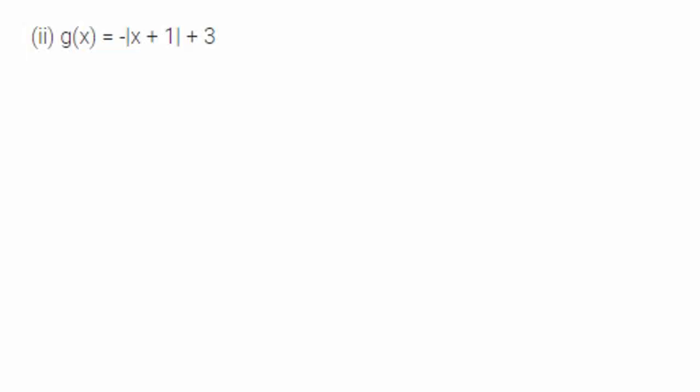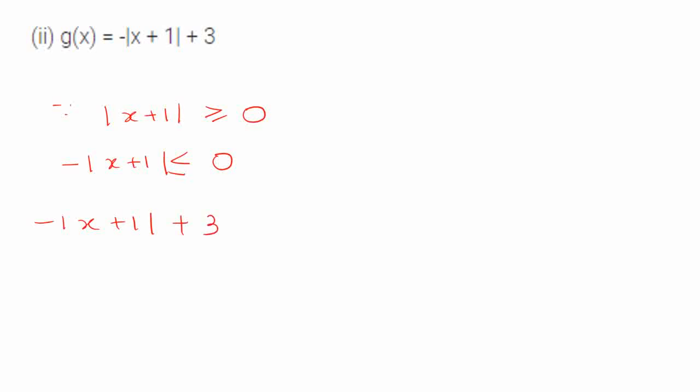Question number 2 is g of x is equal to minus of mod x plus 1 plus 3. So since mod x plus 1 function is greater than or equal to 0. Now we want minus, so throughout from minus we will multiply by minus 1. If you multiply with minus, this inequality sign will change. Then add 3 both sides, so plus 3 less than or equal to 0 plus 3.